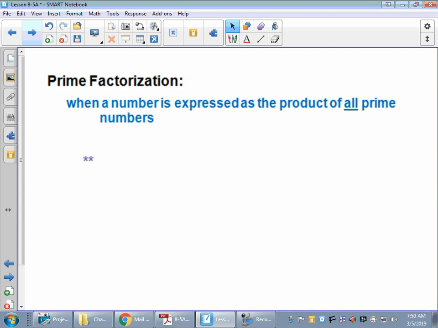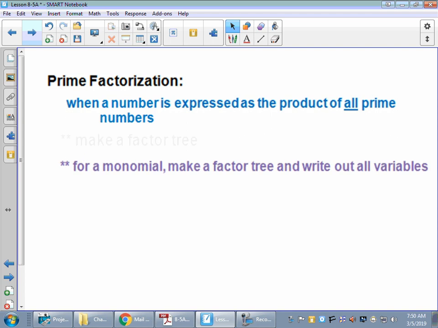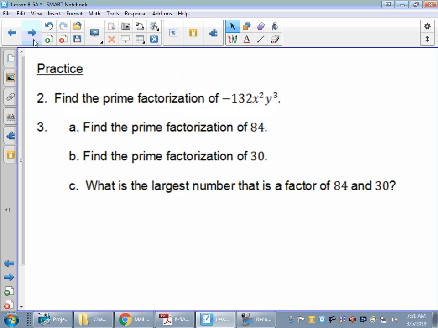give you this number. Okay, so the first thing you want to do is make a factor tree. Make a factor tree, and we'll show you how to do that. And then for a monomial, you're going to make a factor tree and then write out all the variables. So when we actually have variables involved, we're going to write those out as well. So we can just get to practice on those right now and say, all right, find the prime factorization of negative 132 x squared y squared.